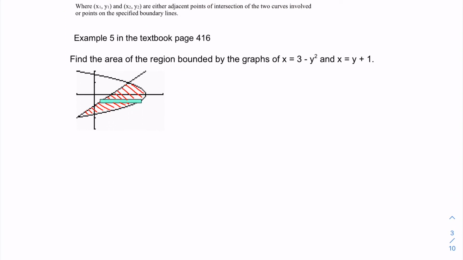Find the area of the region bounded by the graphs x equals this function and x equals y plus 1. So if you look at this function, we are going to integrate along the y direction, because if we integrate along the x direction, after this point, the top and bottom function is going to change. So you have to split this integral into two parts if you want to integrate along the x direction. So that's why it will be easier if we use dy in this case. So first we write this down.